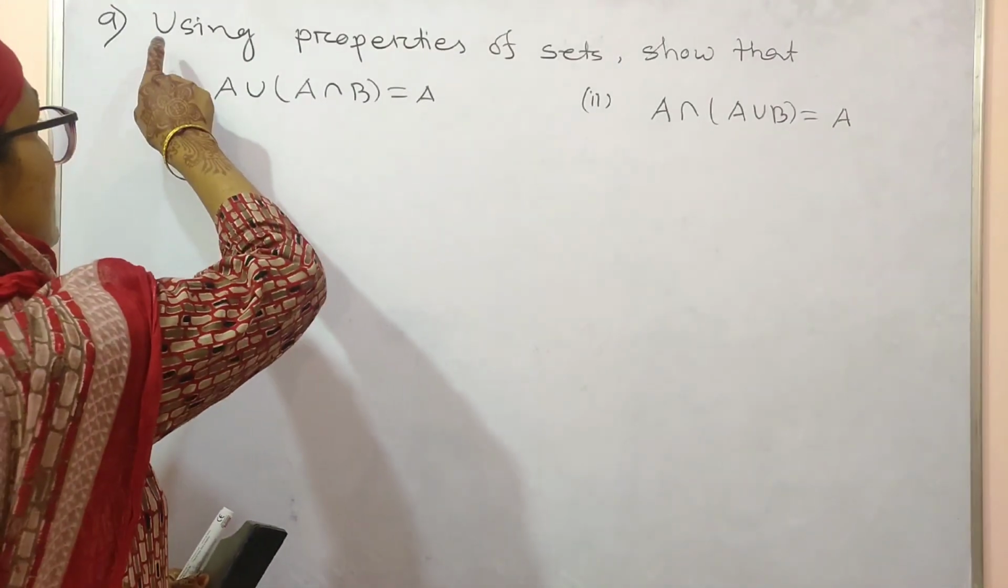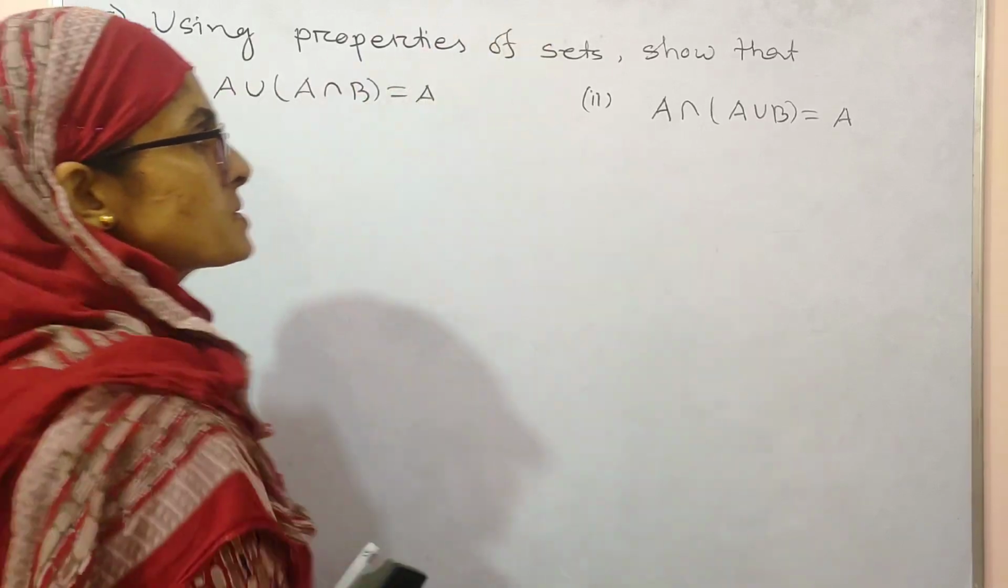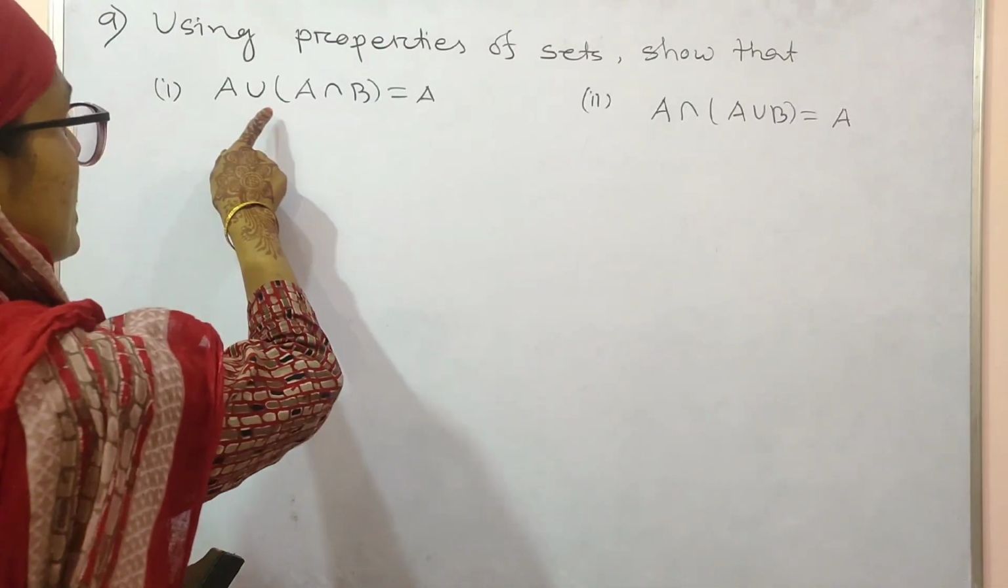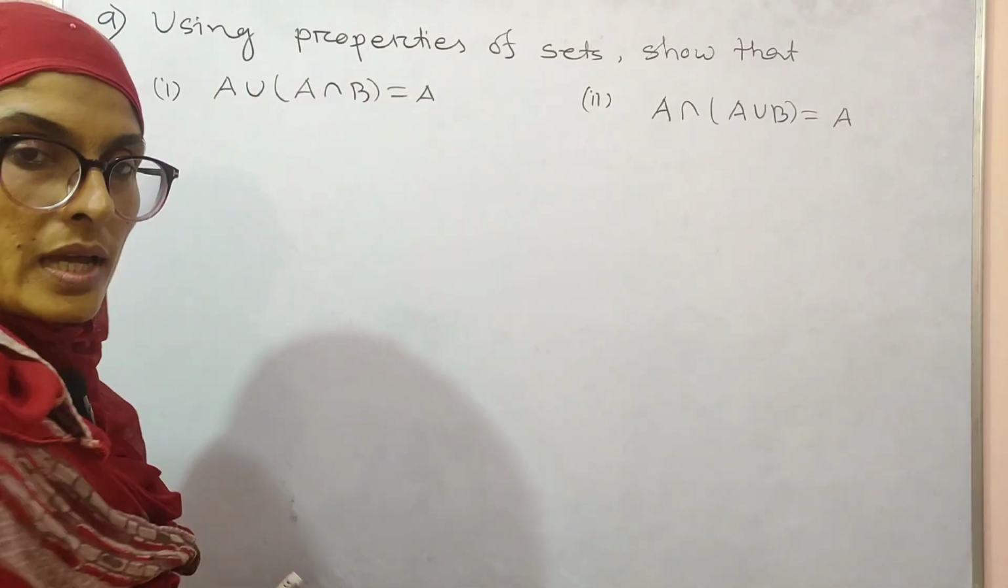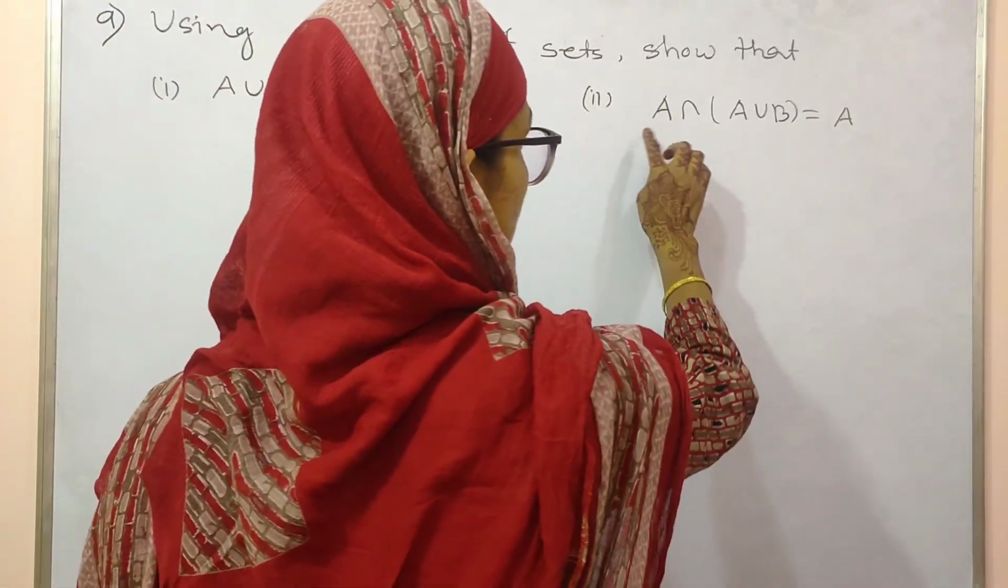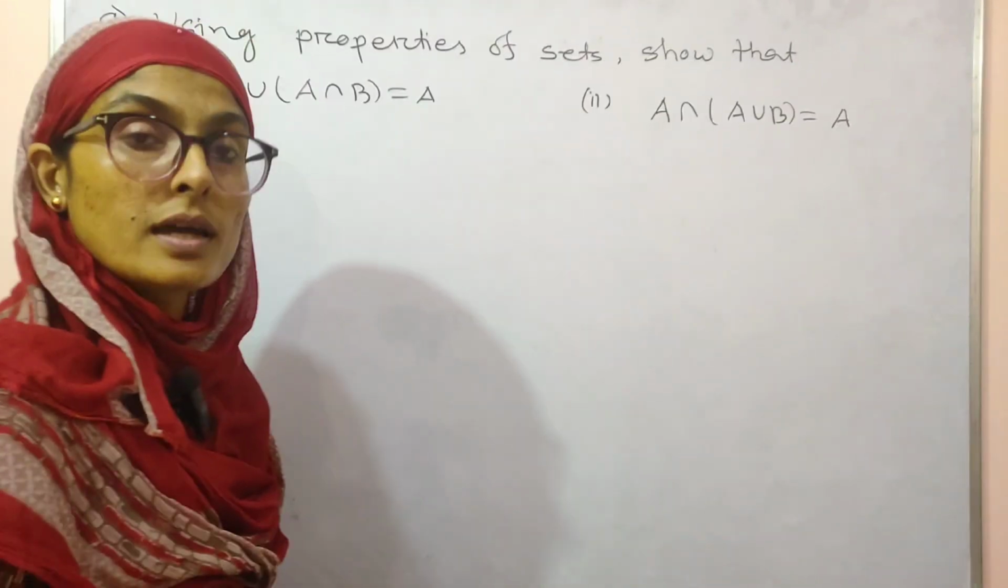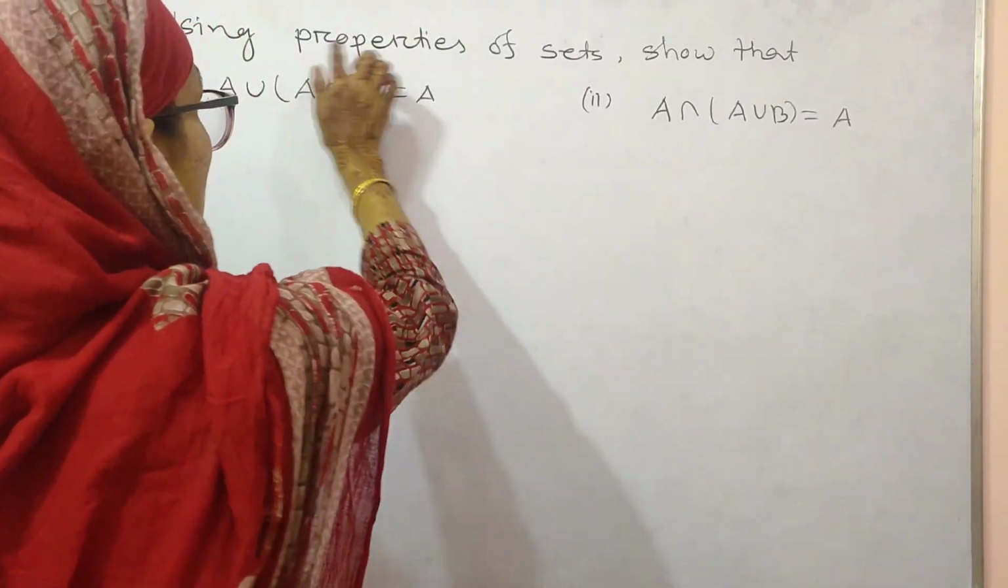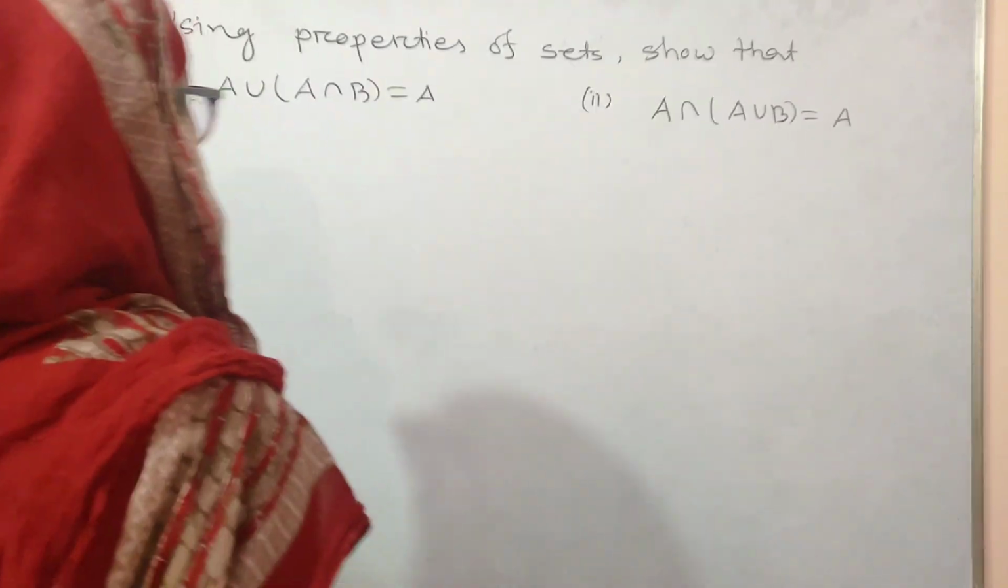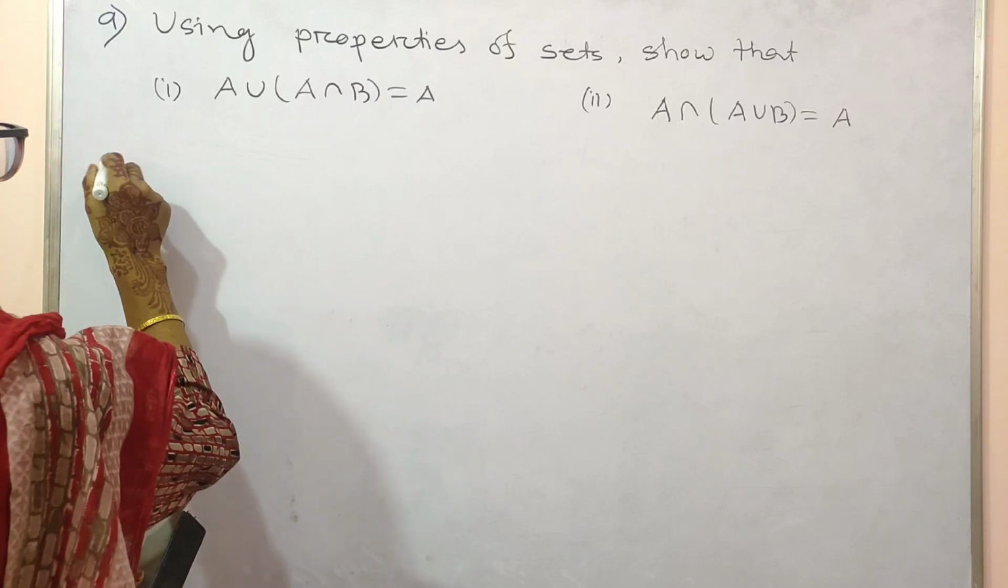Now, number 9: using properties of sets, show that A union (A intersection B) equals A, and number 2, A intersection (A union B) equals A. You have to use properties of sets. So write down the proof number 1.